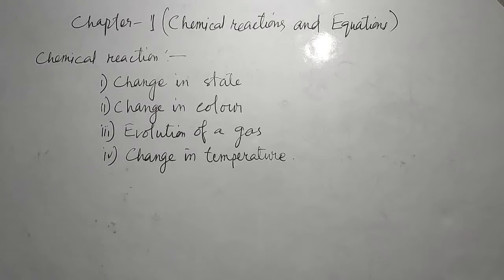We have already studied physical changes and chemical changes in matter. Under chemical changes, in order to find out whether a chemical reaction is taking place or not, we can figure it out by the following points. The first one may be a change in state, say from solid to liquid, liquid to gas, and so on. If there is any change in the state, then we say that the particular substance is undergoing a chemical reaction.